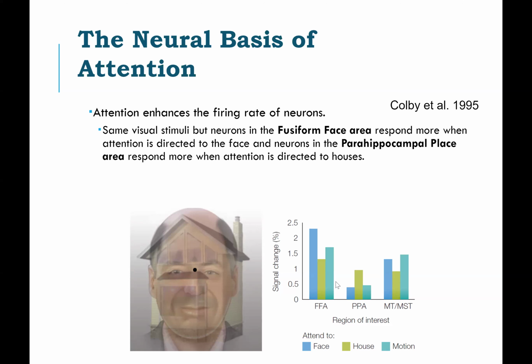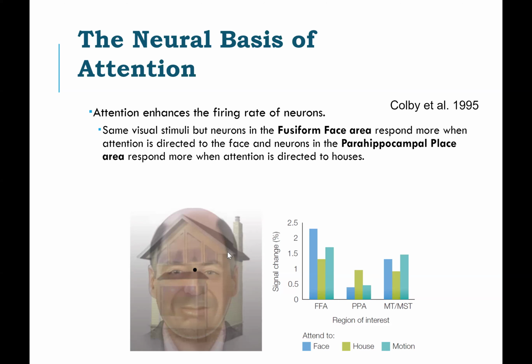Now, when you look here, when people are instructed to attend to face, you see it in this blue bar, versus attended to house versus attended to motion. You could see in FFA, when people are instructed to attend to face, you could see higher response in this brain area that is face selective. You could see a different pattern when people are instructed to attend to houses in the parahippocampal place area. You could see that there is a higher activation in PPA.